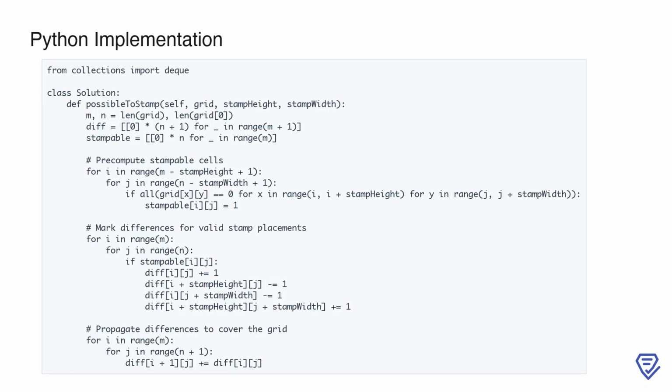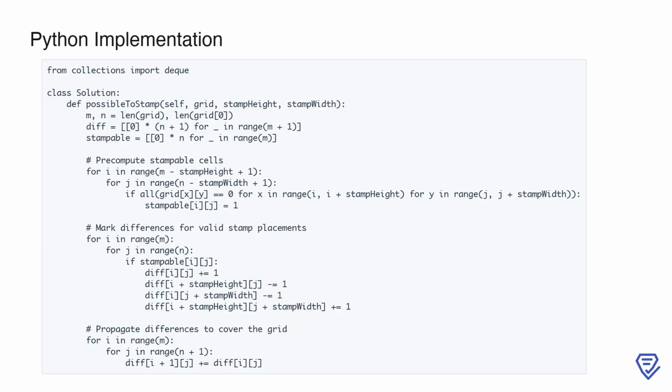To solve the problem, we start by importing the necessary module and defining our solution class. The main function here is possibleToStamp, which determines if all zeros in the grid can be covered by stamps of a given height and width. First, we calculate the dimensions of the grid using len(grid) for rows and len(grid[0]) for columns. We initialize two matrices, diff, which is used to track the difference values for marking valid stamp placements, and stampable, which helps identify the top left corners where a stamp can be placed.